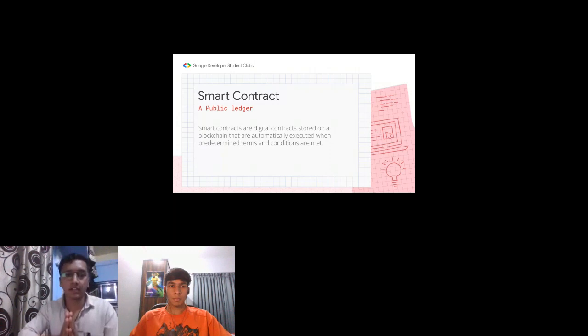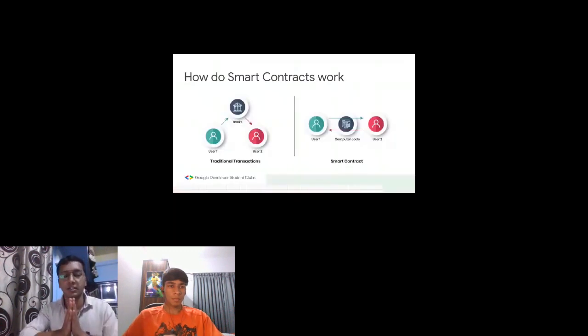This is a very typical traditional example. Suppose there are two users, user 1 and user 2. User 1 wants to deposit his or her money to the bank. Now user 2 wants to withdraw that, or maybe that person wants to take a loan from the bank. But for this case, they have to have a mediator in between, and that mediator role is played by banks.